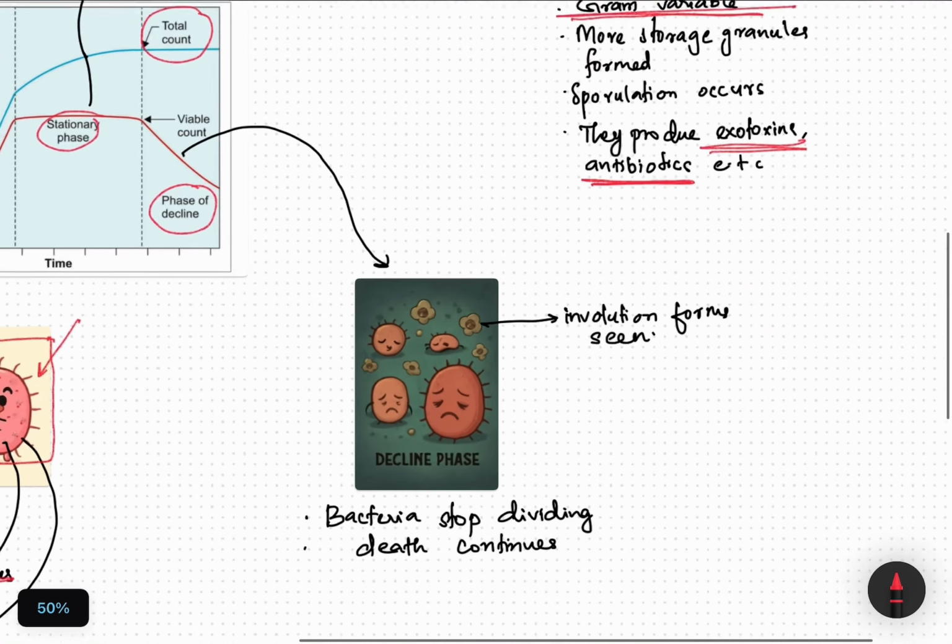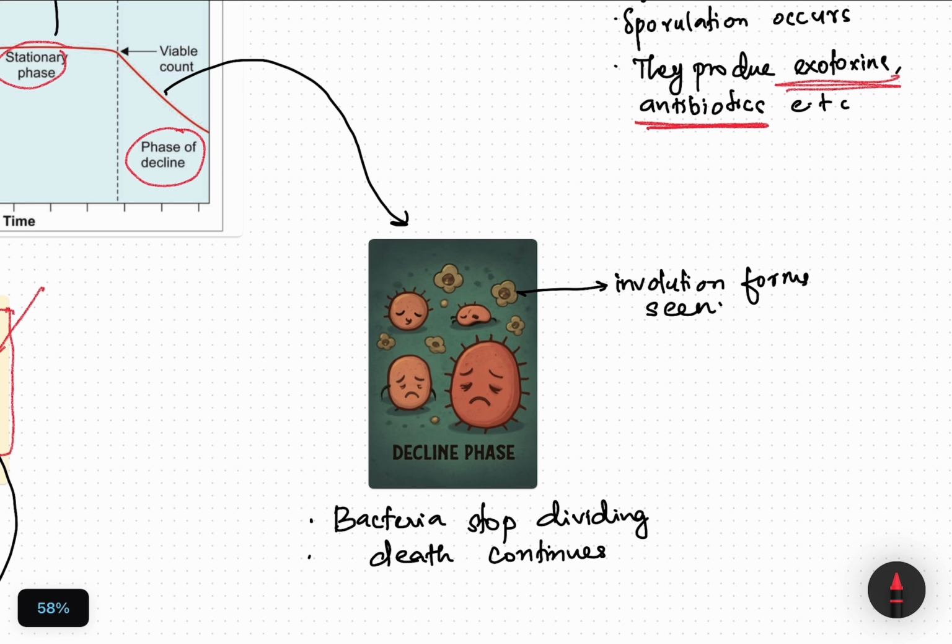Then after everything, the bacteria has served its purpose. Now he is going to die. Okay, this is the phase of decline. He is dying, so many are dying. Some people are sad because so many of them are dying. So the bacteria here will stop its division and the death will continue.